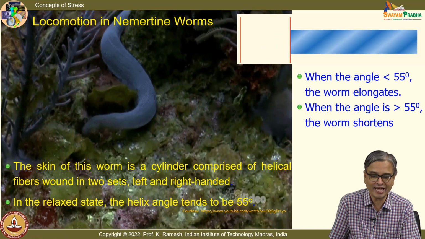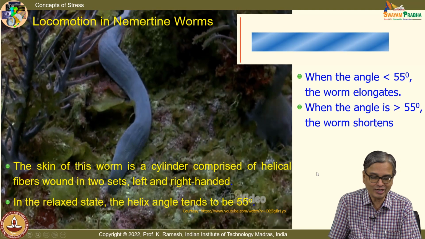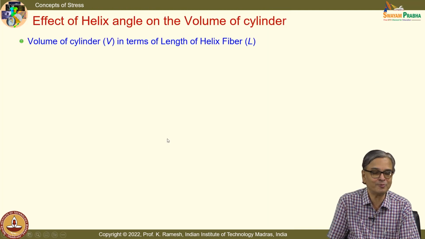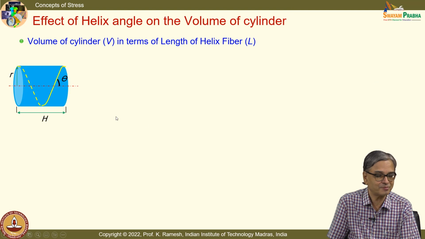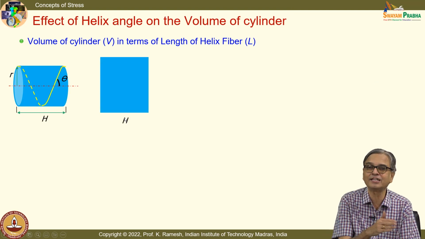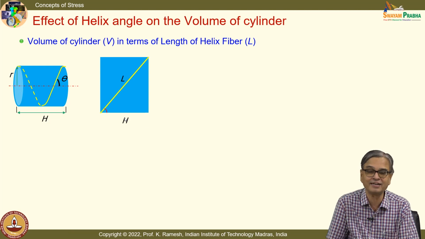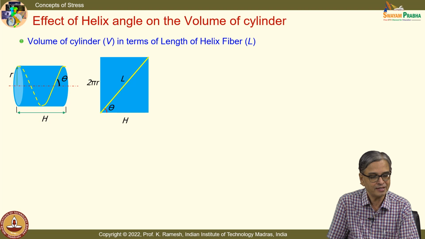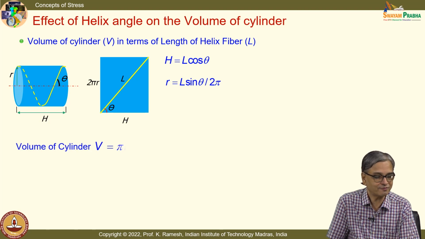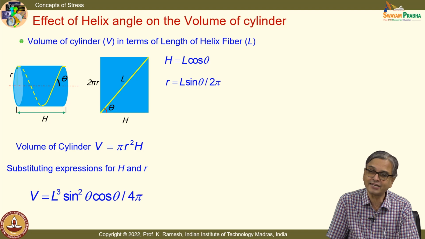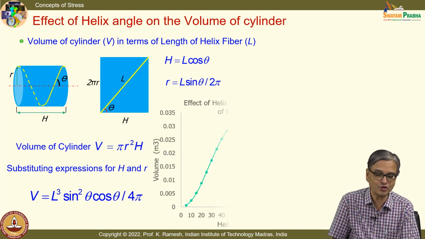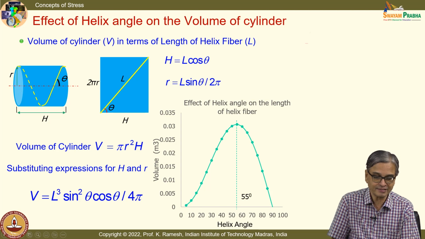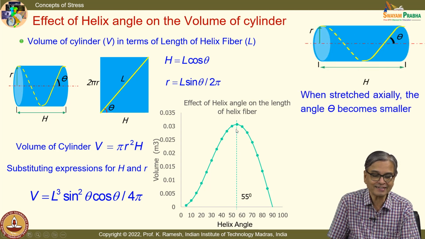You all have done conic sections. Let us go and see the relationship. You can find out the volume of the cylinder. I can make this an unwrapped one and then draw the distances. I can find out the volume of the cylinder in terms of the angle theta and also the geometric quantities, h equal to L cos theta, r equal to L sin theta by 2 pi. And the volume of the cylinder comes out to be pi r squared h. If I substitute, I can also get it in terms of theta. My interest is to show that at 55 degrees, it has a maximum volume.